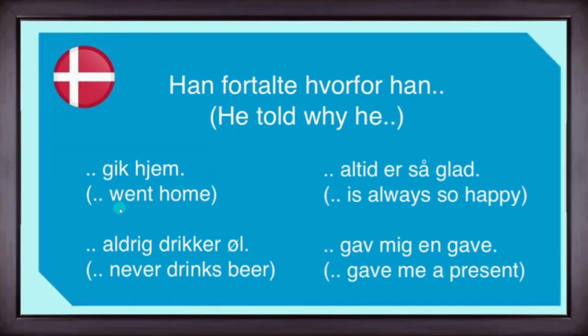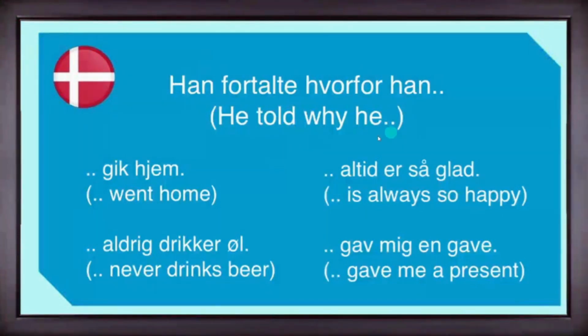Gik hjem. Went home. Aldrig drikker øl. Oh, no, this is not good. Aldrig drikker øl. Never drinks beer. Altid er så glad. Is always so happy. Gav mig en gave. Yeah, so gave, that's like the very slow dictionary pronunciation. But you can just say gave. That's fine. That's like the natural way. Gave me a present. Nice.